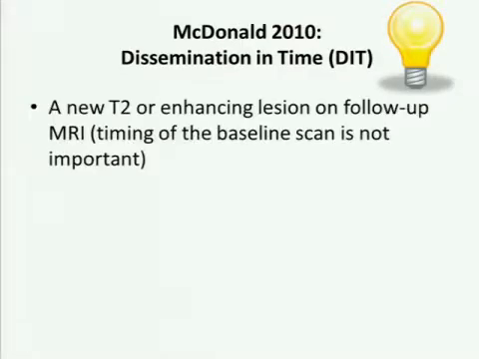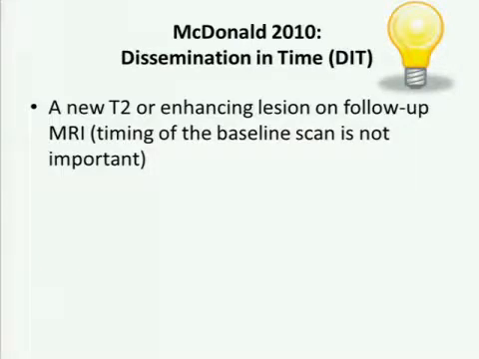So dissemination in time criteria. There are 3 different ways to get that. If you have 2 discrete clinical episodes that you can verify on your exam, you already have dissemination in time. Just to drive home the point that these MRI criteria are to help you when you don't have that sort of arsenal. So one way is to have a new T2 enhancing lesion on a follow-up MRI, and this is getting towards your question.